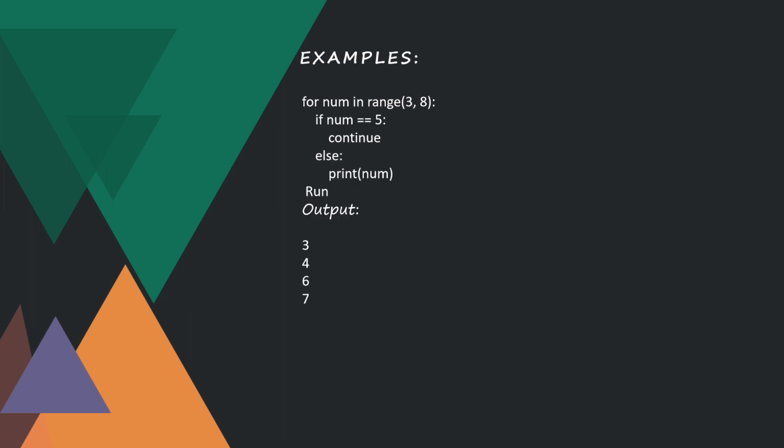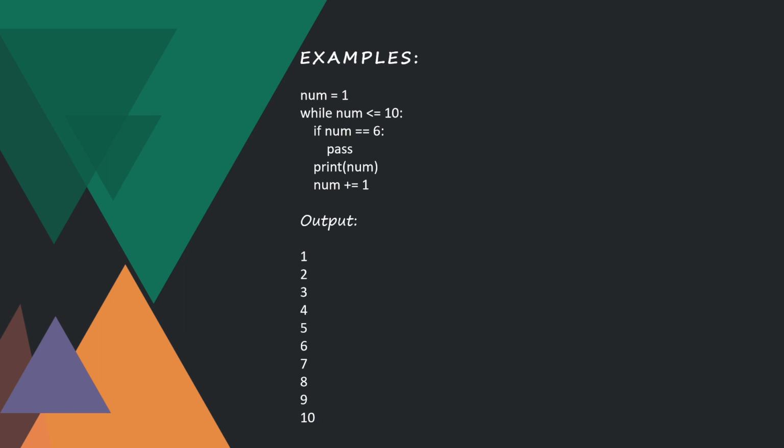Let us see another example with the continue statement. We take a variable called num. It is in the range 3 to 8. If num equals 5, we enter into the if block. It has a continue statement, or else we print the num. So the output will be 3, 4 and 6, 7. Since we use the continue statement, when the num is equal to 5, it stops the iteration there. It continues its next iteration with the next number, which is 6, and prints the value up to 7.